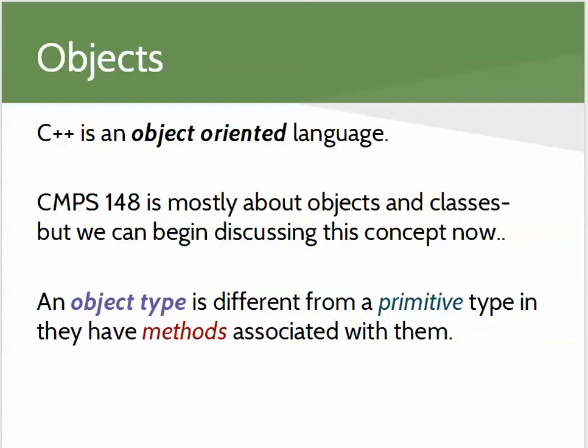Object types have the capability of holding multiple pieces of information within them. They're complex structures, or potentially complex structures. They don't necessarily have to be. They also have methods associated with them. And we're going to see a lot of examples in this module of methods associated with this string class.